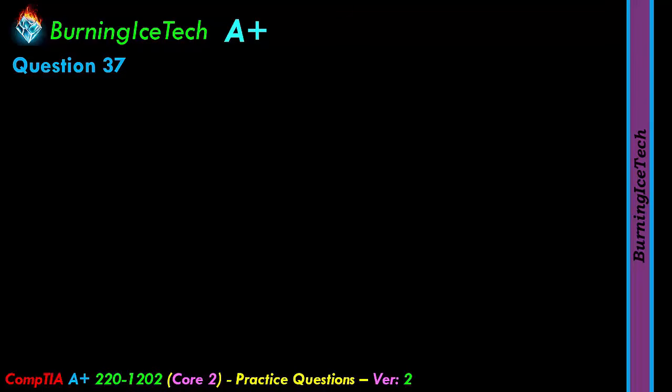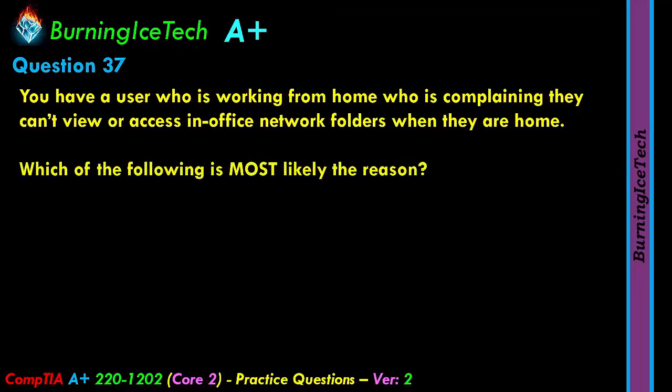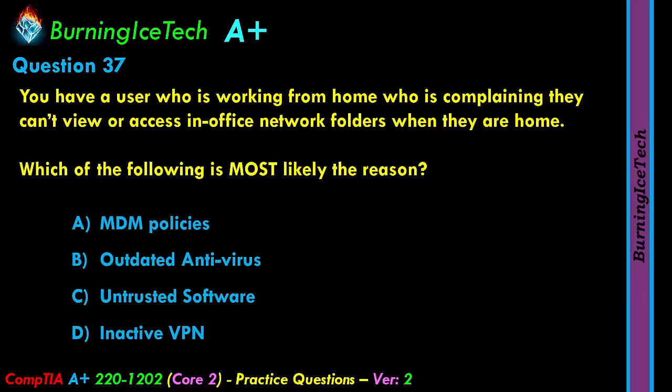Question 57. You have a user who is working from home who is complaining they can't view or access in-office network folders when they are at home. So this seems to be working fine when in the office, but when they're at home, not so much. Which of the following is most likely the reason why they can access stuff at the office, but not at home? Is it MDM policies?